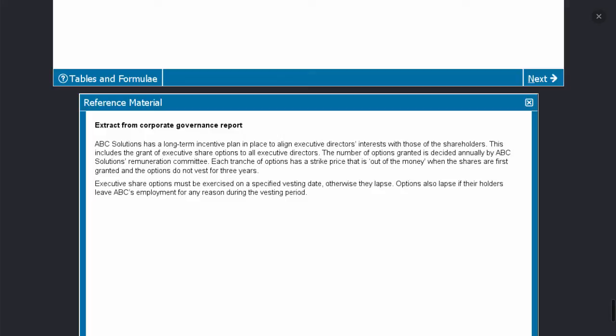Extract from the corporate governance report. ABC Solution has a long-term incentive plan in place to align executive directors' interest with those of the shareholders. This includes a grant of executive share option to all executive directors. The number of options granted is decided annually by ABC Solutions Remuneration Committee. Each tranche of options has a strike price that is out of the money when the shares are first granted, and the options do not vest for 3 years. Executive share options must be exercised on a specific vesting date, otherwise they lapse. Options also lapse if their holders leave ABC's employment for any reason during the vesting period.